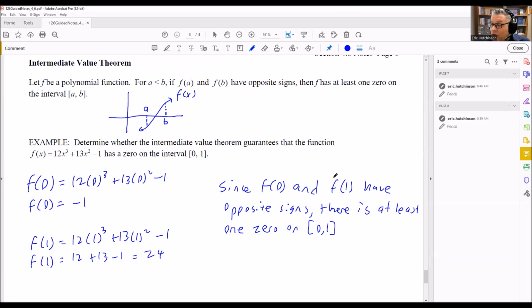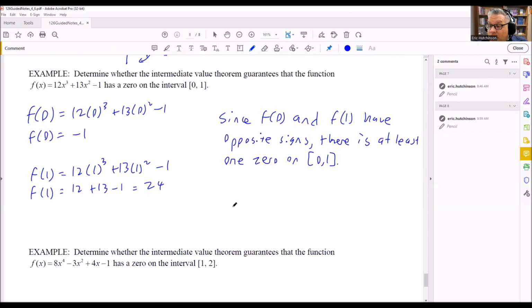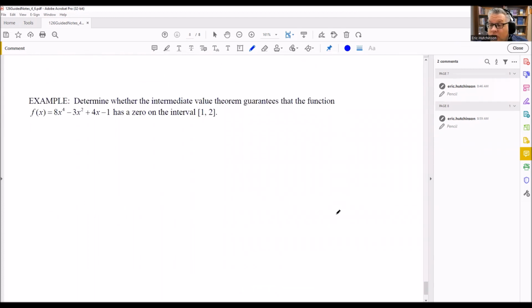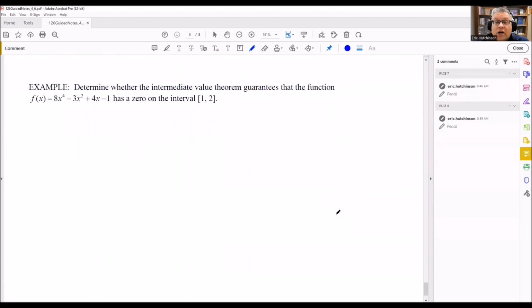Since f of 0 and f of 1 have opposite signs, there's at least 1 zero on this interval. So we know for sure that the graph will definitely cross somewhere between 0 and 1 at least once. It might cross more than that, but we know there's at least 1 zero here. We're going to do another one of those. So let's look at a fourth power this time.